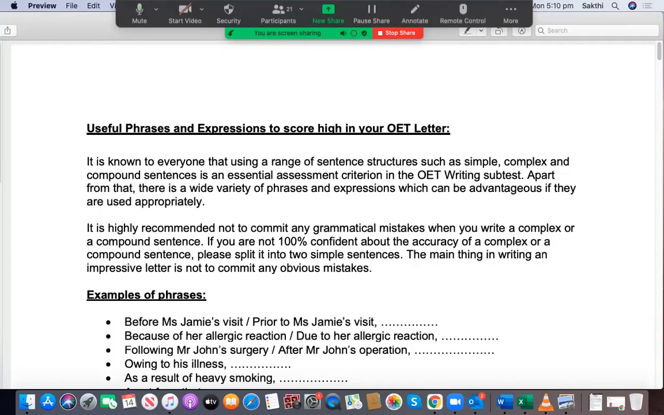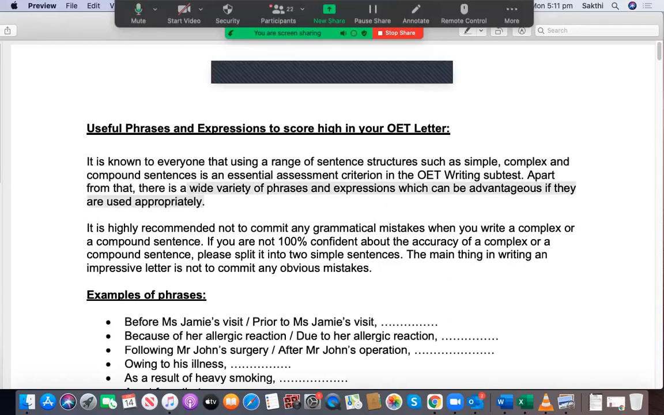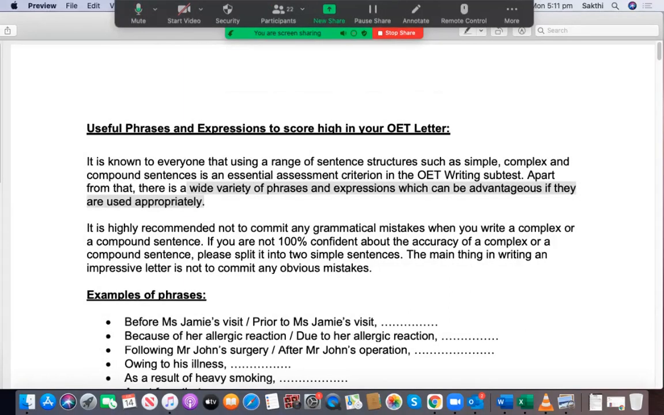So, firstly, everyone knows that we need to use a range of sentence structures such as simple, complex, and compound in the OET letter because it is one of the key assessment criteria, right? So you have to use a range of sentence structures such as simple, complex, and compound. But apart from that, there is a better way to showcase your linguistic features in your letter, and that is by using a wide variety of phrases and expressions which can be advantageous if they are used appropriately.